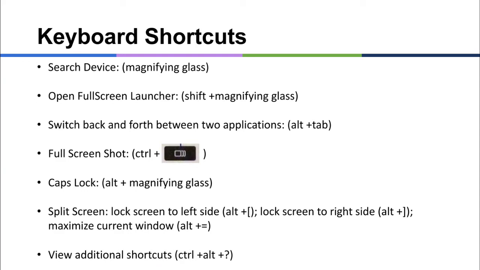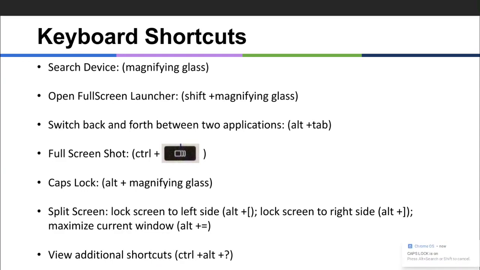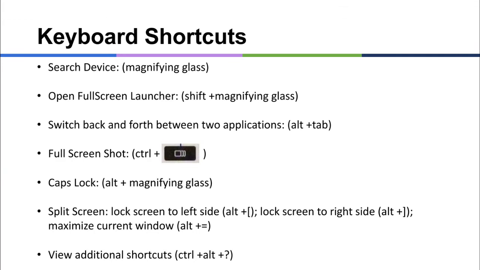So to lock it so that it stays all caps, the way you do that with your keyboard is you hold the Alt key down and then the magnifying glass. And then you see again, here's my caps lock. I get a notification, caps lock is on. If I want to turn it off, I do the same two things, Alt and then magnifying glass.